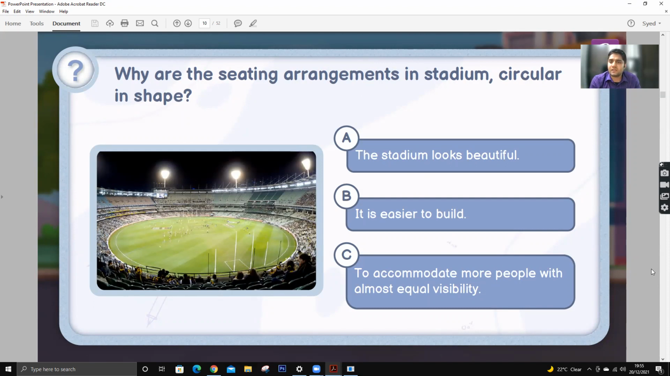Why are the seating arrangements in a stadium circular in shape? Options are: the stadium looks beautiful, it is easier to build, to accommodate more people with almost equal visibility. I hope you all are football fans and you love to watch football as well as cricket, right? If you ever visited a stadium, why is the stadium made in such a way? Why is there a circle in the center? The reason is to accommodate more people with almost equal visibility. Excellent answer. That's good. Those who think the stadium looks beautiful, of course it does, but the main purpose is to accommodate more people with almost equal visibility, right? Good. Moving to the next.